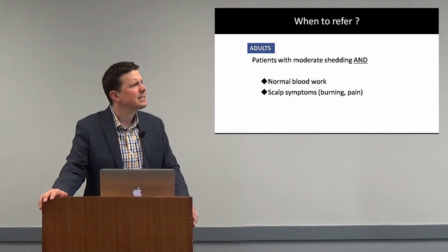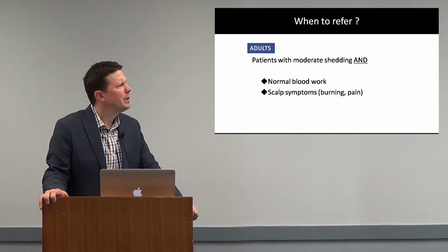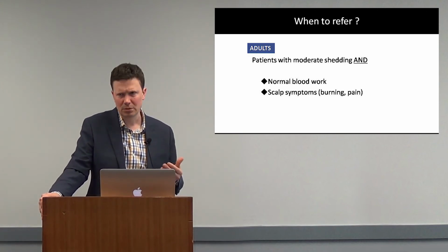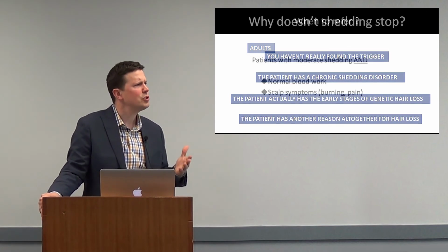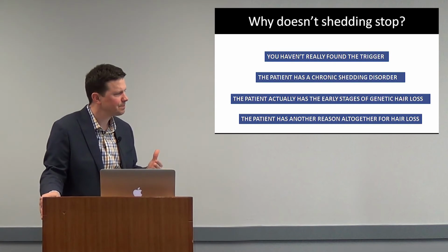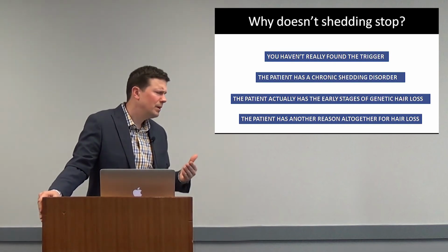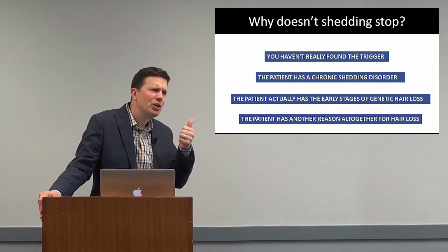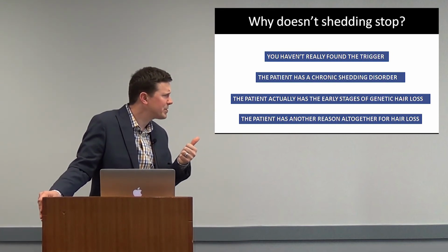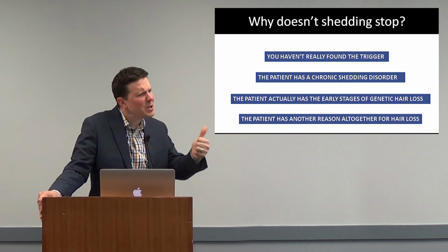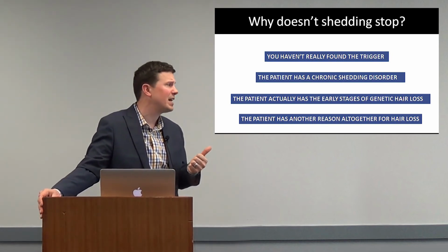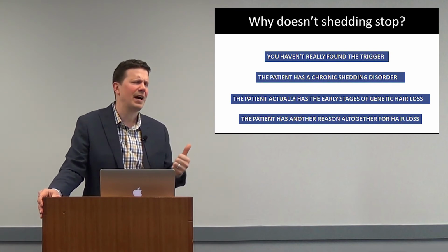I'm often asked about patients who have shedding and all the blood work comes back normal. What do you consider in these patients? Remember that some patients with shedding are actually in the early stages of androgenetic alopecia. And so some of your patients who you think have a telogen effluvium actually have early androgenetic alopecia. So be aware of that.